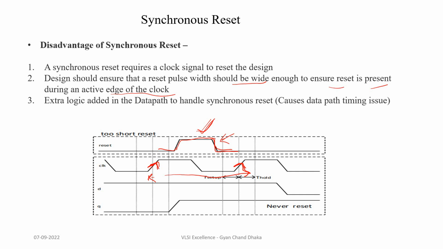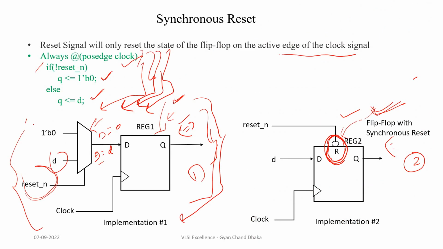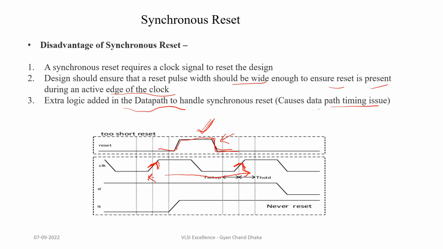Now, the third one is synchronous reset can add extra logic in the data path, which can cause data path timing issues. For example, here we saw that with synchronous reset, this one extra mux got introduced here. If our standard cell library does not have a synchronous reset flip-flop, then the implementation of a synchronous reset flip-flop will look like this, and here the extra mux is basically added in the data path. Extra mux as well as this reset signal is added in our data path. So this will add extra data path delay, and it can have an effect on our timing requirements. It can make the timing requirements harder to meet. So this is a further disadvantage of synchronous reset.